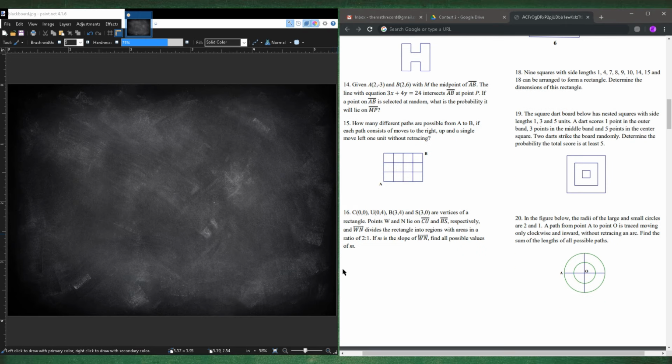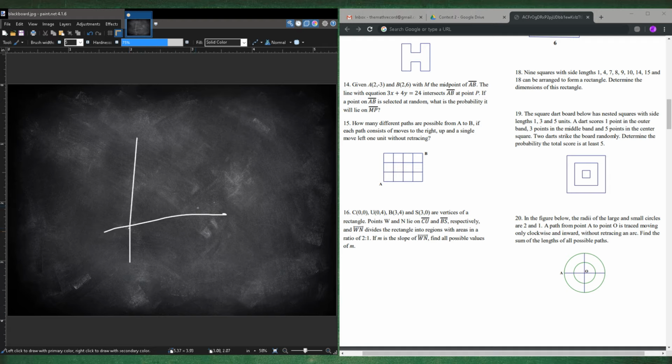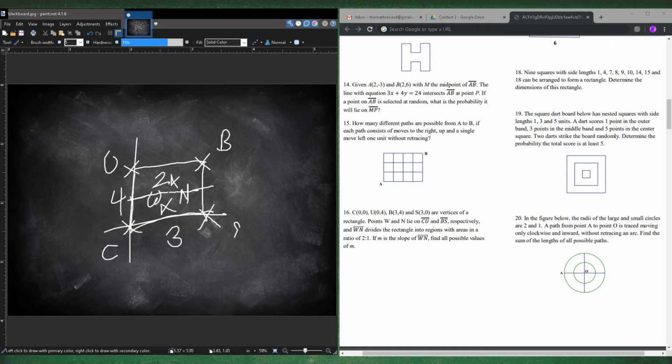Number 16, C(0,0), U(0,4), B(3,4), and S(3,0) are vertices of a rectangle. So 0,0 and 0,4, so right here, and then basically 3,0 and 3,4, making this rectangle. Points W and N lie on... wait, let's label this C, U, B, and S. So W lies on CU, so right here, and N on BS right here, respectively. W and N divide the rectangle into regions with areas of 2 and 1, right? So it's like 2x to x, or x to 2x.